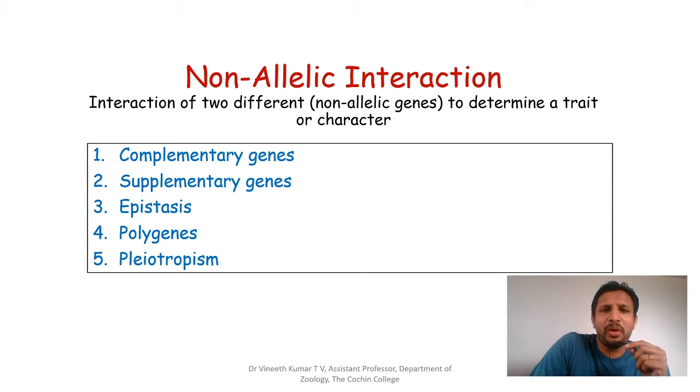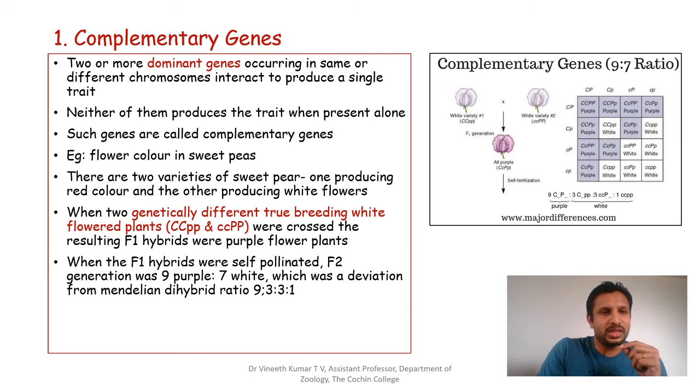In non-allelic interaction, we'll be discussing five different types: the complementary genes, the supplementary genes, epistasis, polygenes, and pleiotropism. In this session, we are going to discuss the first one, which is the complementary genes.